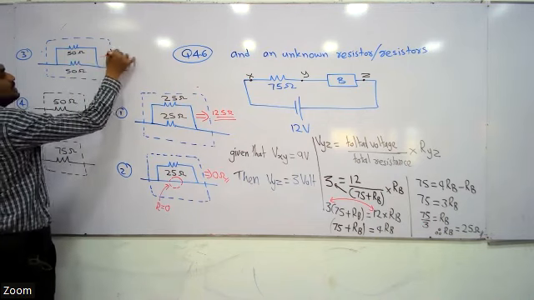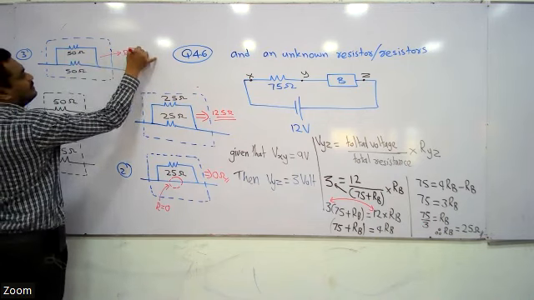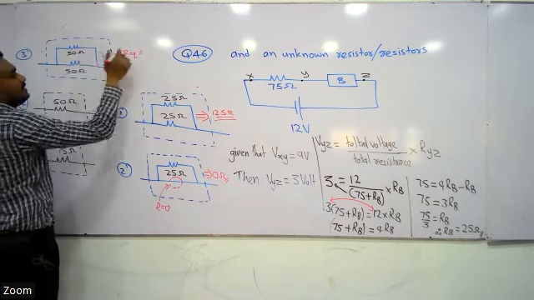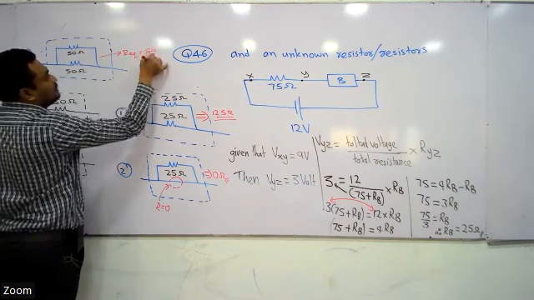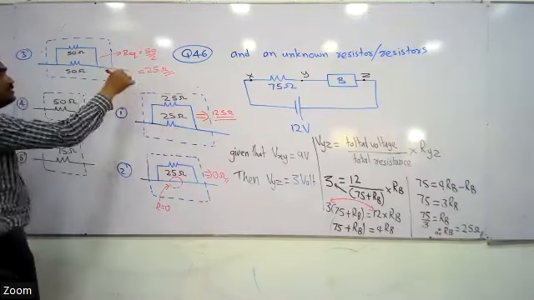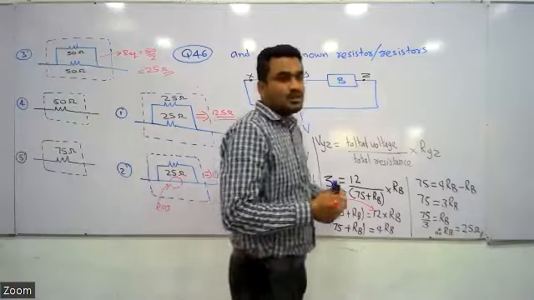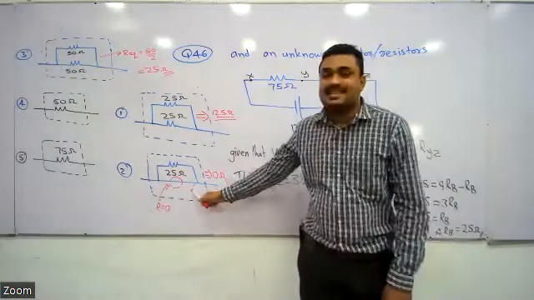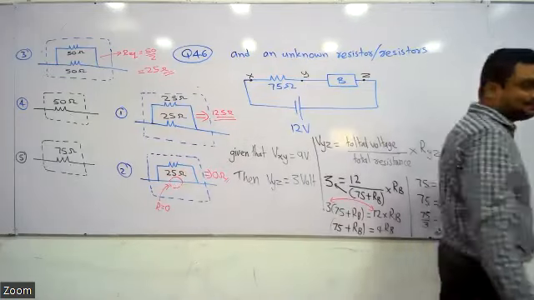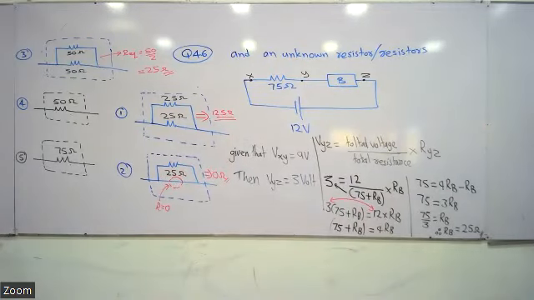50, 50 parallel. What is the equivalent resistance here? When two equal resistors are connected in parallel, the equivalent is half. 50 divided by 2 is 25. Therefore, the answer is the third one. But most of the students mark the answer as the second one. They don't see why. That's the case. Complete.